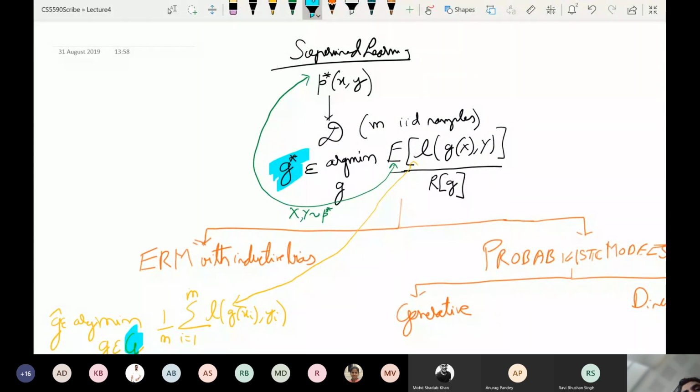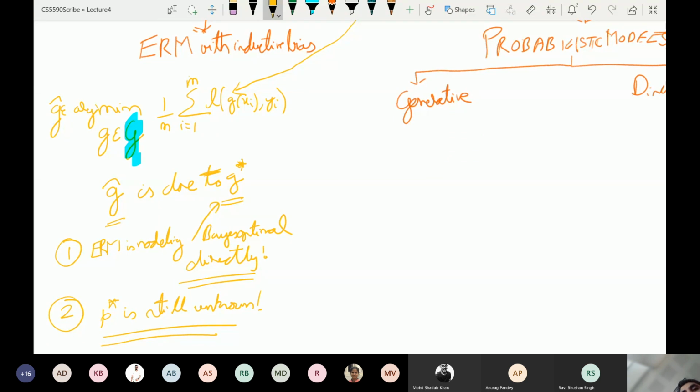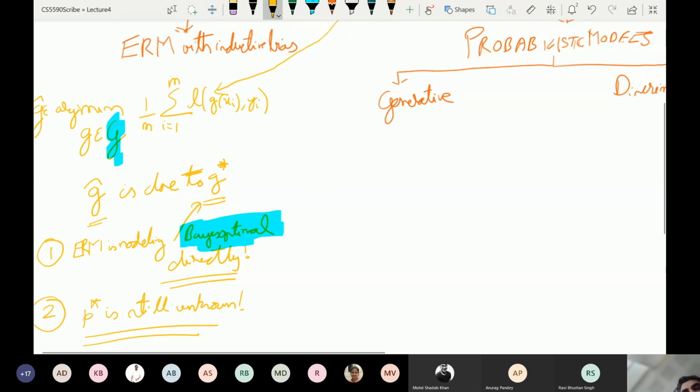The supervised learning goal is to retrieve the Bayes optimal, and hence ERM methods take a direct approach. They just model things that are necessary. What is necessary? Bayes optimal is to be found. That's the only necessary and sufficient goal. So they directly model it, and they do not worry about modeling or finding the unknown distribution, right?